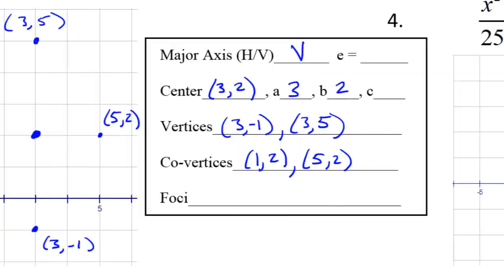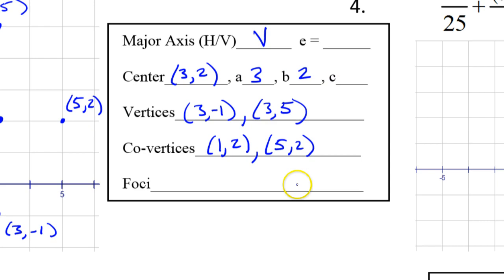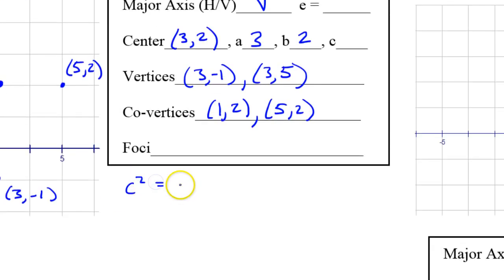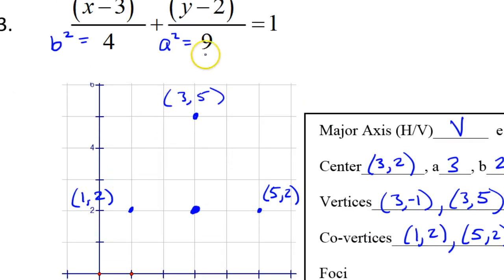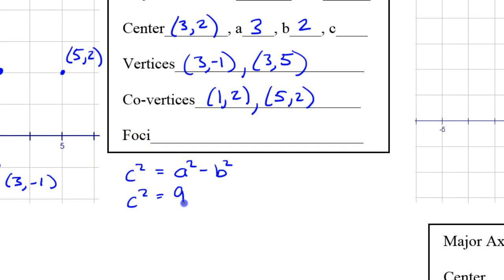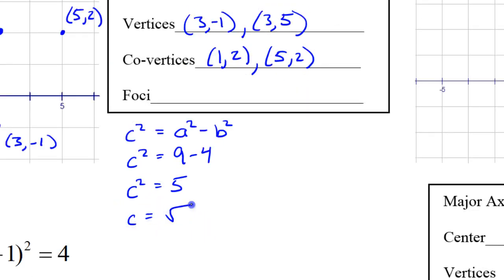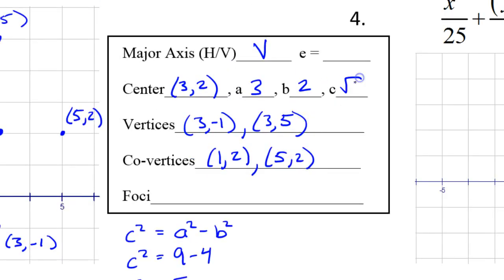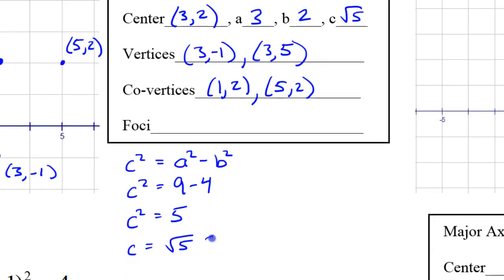Okay, that gives us enough information to find the c value. We know that c squared is equal to a squared minus b squared. So c squared is going to equal 9 minus 4. So c squared is equal to 5. So c is equal to the square root of 5. Let's go ahead and write that down. So c is radical 5. For graphing purposes, it would be useful to use the decimal approximation, which is 2.2.